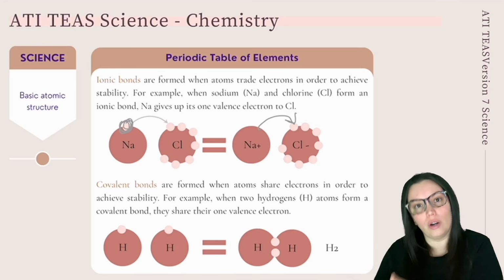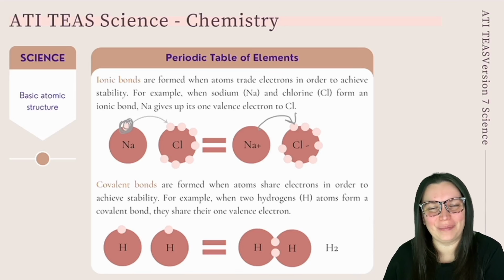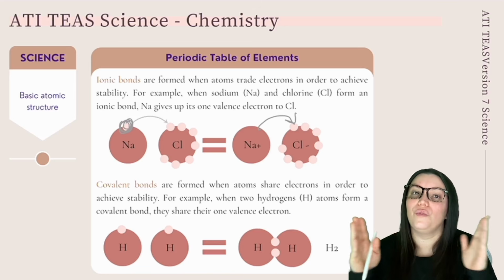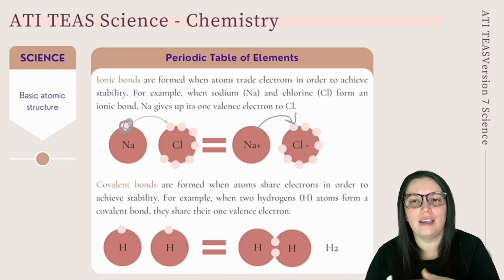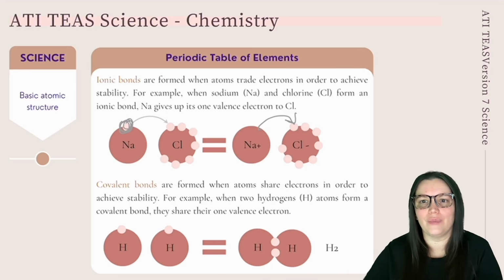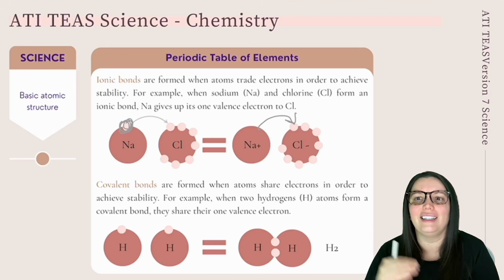So now it has more electrons than protons, making it more negatively charged. Whereas with covalent bonds, these are formed when atoms share electrons in order to achieve stability. So for example, when two hydrogen atoms form a covalent bond, they share that one valence electron in order to achieve that stability.